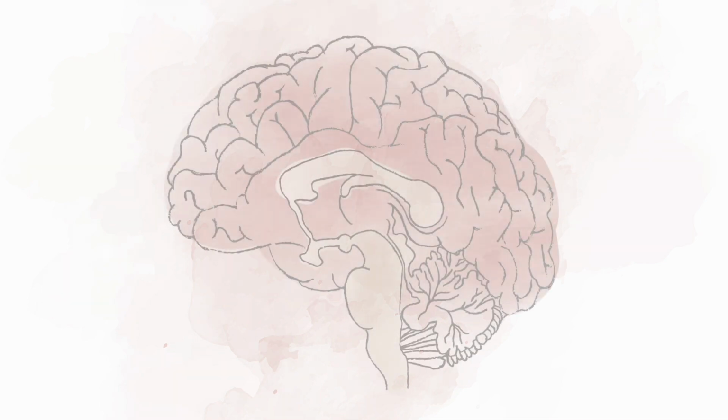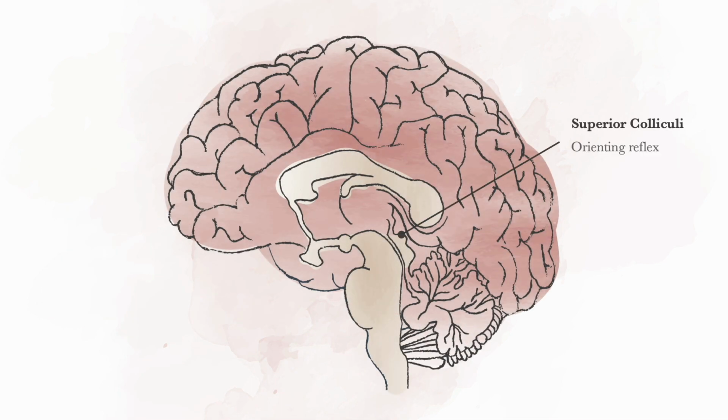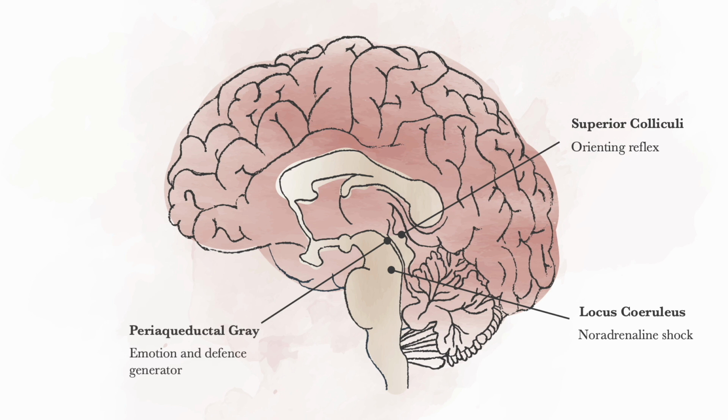To recap, we looked at the superior colliculi and their involvement in the orienting reflex, the locus coeruleus with its capacity to initiate shock, and the periaqueductal gray, the generator of emotion and defense. This sequence of activation is important. The superior colliculi are activated first by sensory information. If that information is sufficiently novel or unexpected, there can be a shock response from the locus coeruleus.